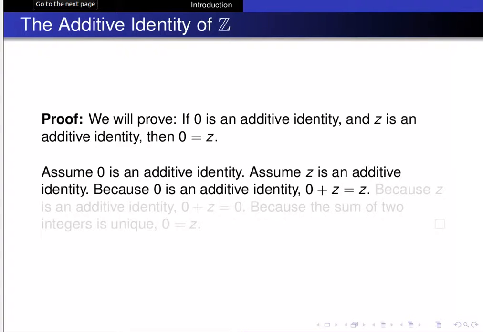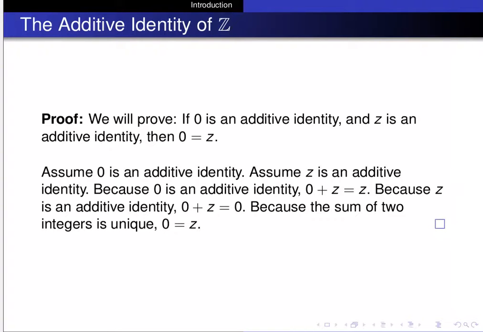Well, using the fact that 0 is an additive identity, we know that if we add 0 to anything, we get that same thing back. So we know that 0 plus Z has to be Z. Now, on the other hand, Z is an additive identity, so if we add that to anything, we get the same thing back. So 0 plus Z is also going to be 0. But the sum of two integers is unique. So we know that 0 plus Z, even if it has an outcome with two different names, has to have the same value. So 0 is equal to Z. All right, so that proves that the additive identity of the integers is unique, and from here on out we can refer to it as 0.